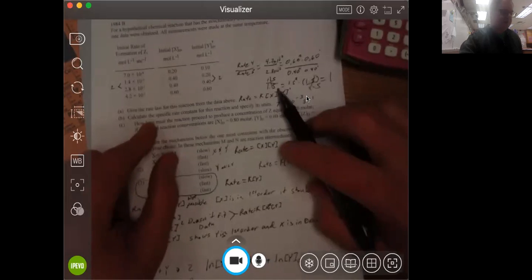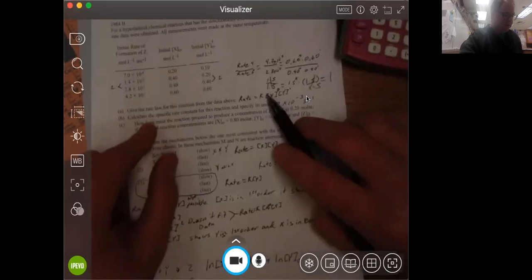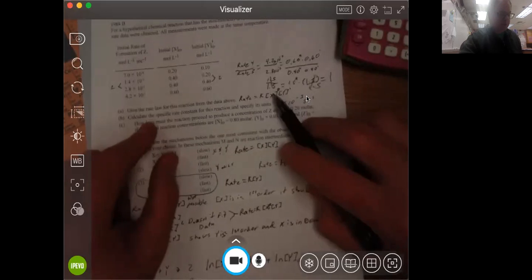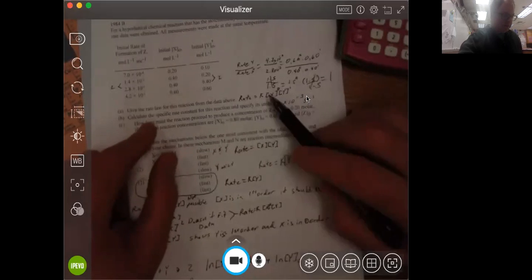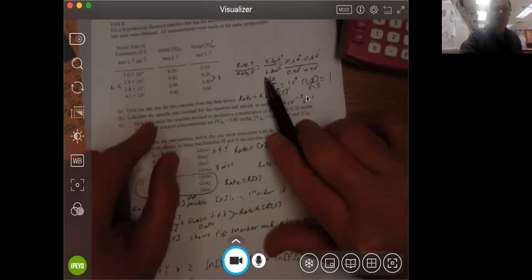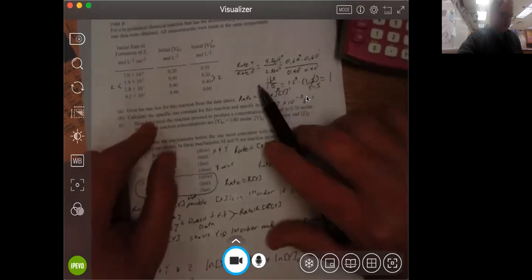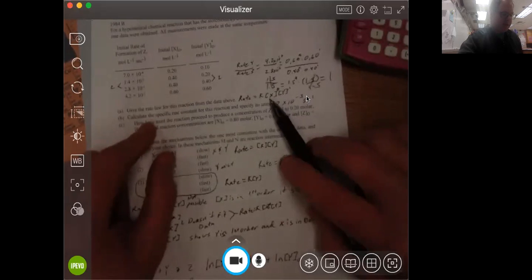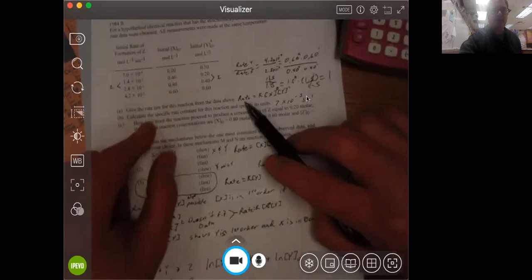This one's interesting because if X is zero order, anything to the 0 is actually 1. So you could also write this rate as rate equals k[Y]^1. And what does that mean? Well, that means that the concentration of X is not going to have an effect on the rate. And why might that be?